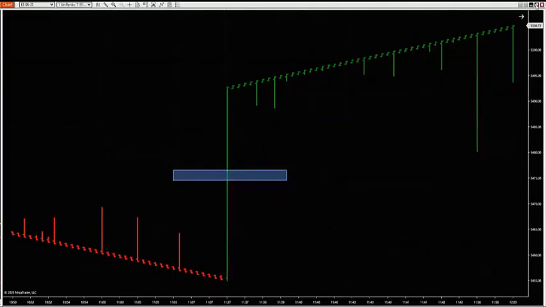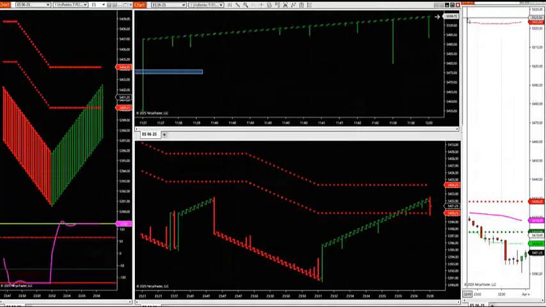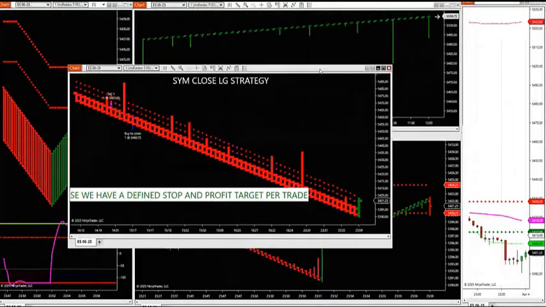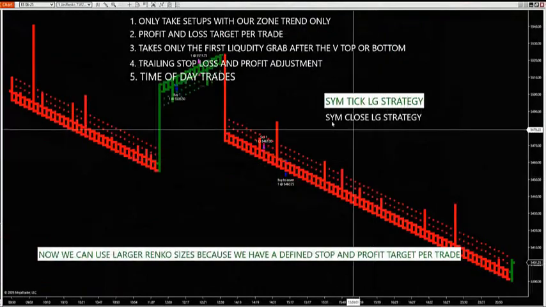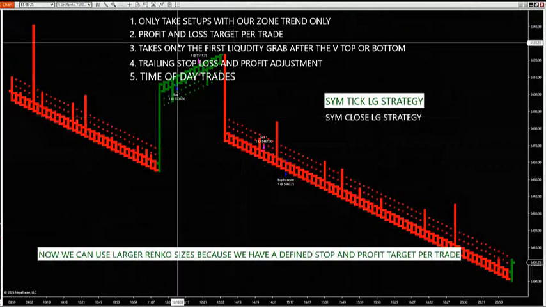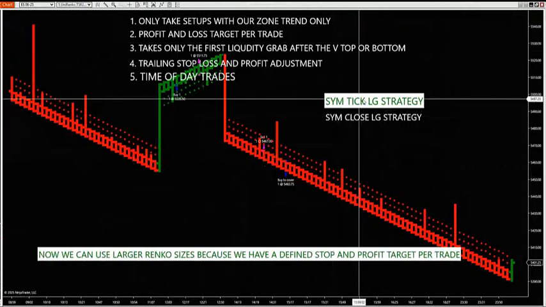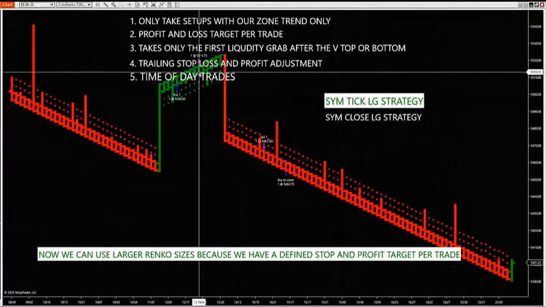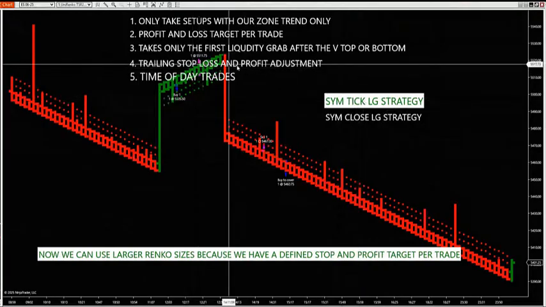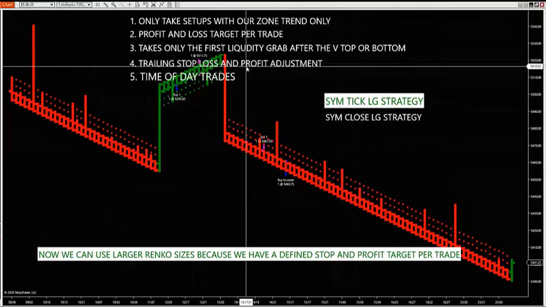So there's a couple ways you can use this automation. You can use it to let it fire in the trade on trades like that, or if you just want to run it around the clock, you can do it with this. Remember, the SimTick LG strategy is the best one to use because you can adjust the trailing stop loss and profit adjustment, which I'll show you in 1 second.